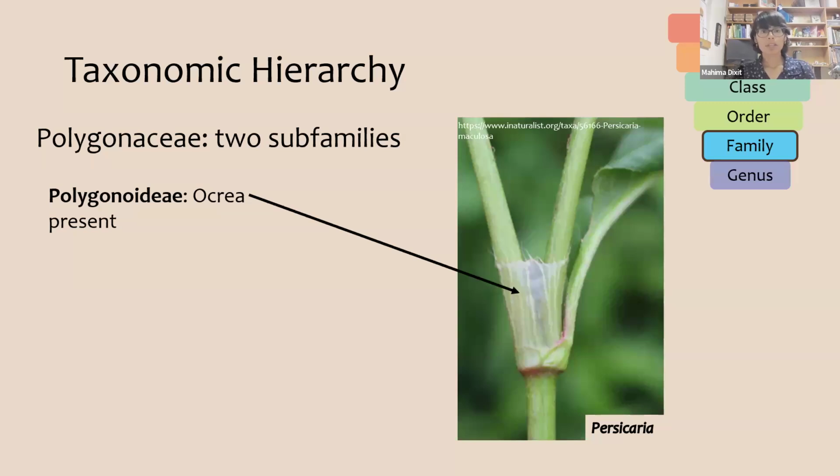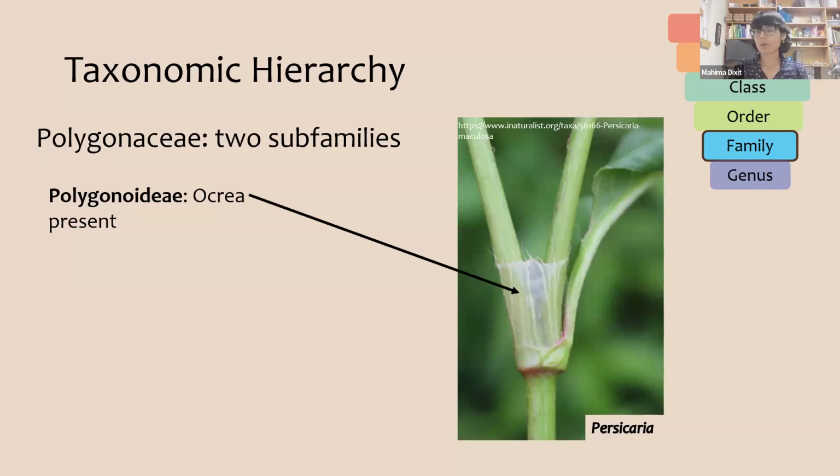Polygonaceae is also broken into two subfamilies, but something else to note is that Polygonaceae is known for having these swollen nodes, or a bit of an outer inflation where the leaves are inserted, kind of like what we have in this picture of Persicaria. I don't always see that in all Polygonaceae plants, but I do see it here, so it does show up in this family.